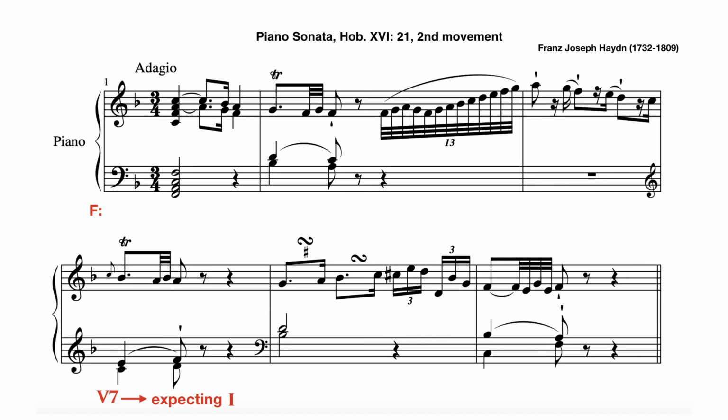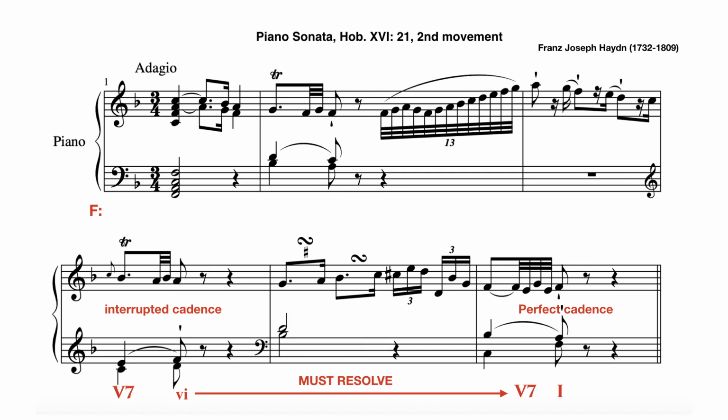An interrupted cadence is a bit like a bait and switch. We expect the 5 chord to resolve to a 1 chord for a perfect cadence, but the rug is pulled out from under us and instead we get the tonic chord's minor substitute, chord 6, which shares 2 common tones with the 1 chord. Much like an imperfect cadence, a deceptive cadence sounds incomplete and in need of resolution, and thus propels the music forward.